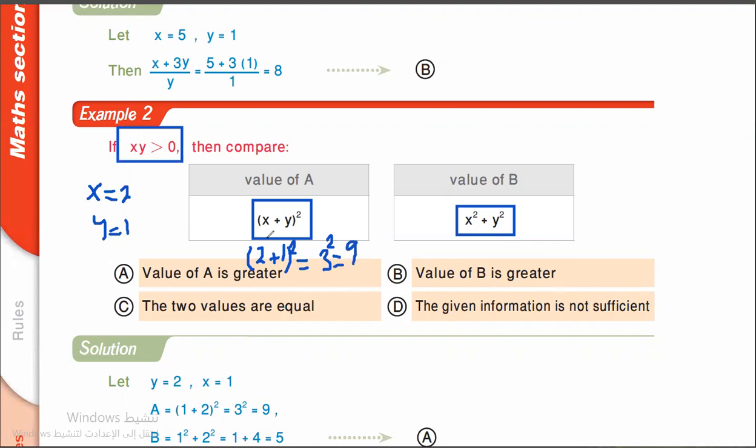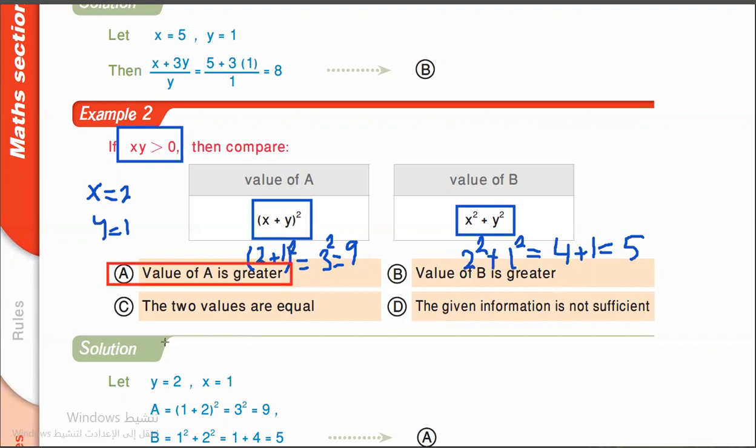Good, this is the first one. The second one, the value of B, you also substitute here, x equals 2 to the power 2 plus y is 1 to the power 2. Then 2 to the power 2 is 4, plus 1. Then the answer is what? Is 5. Good. So what is the answer now? The value of A is greater than the value of B.